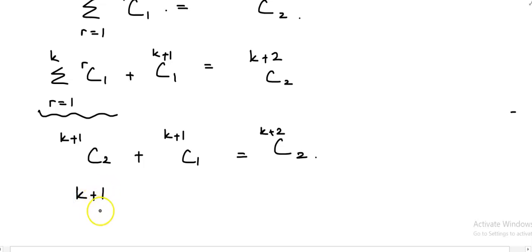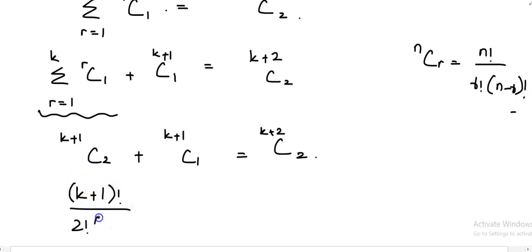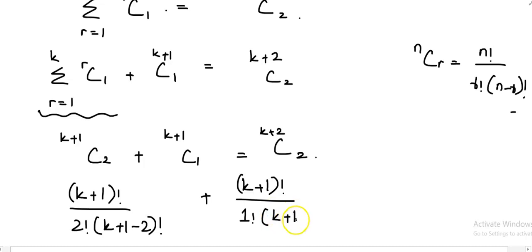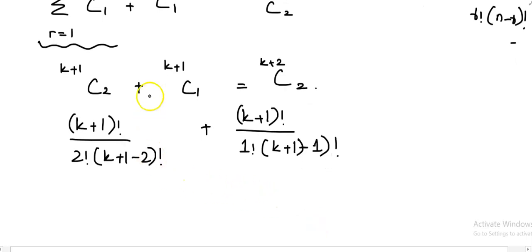So if I apply the formula of n combination r, which is given as n factorial divided by r factorial into n minus r factorial, this becomes k plus 1 factorial over 2 factorial into k plus 1 minus 2 factorial, and then plus k plus 1 factorial in the numerator, and then 1 factorial into k plus 1 minus 1 factorial. Alright, so I would just be rubbing this bracket so that it looks clean.